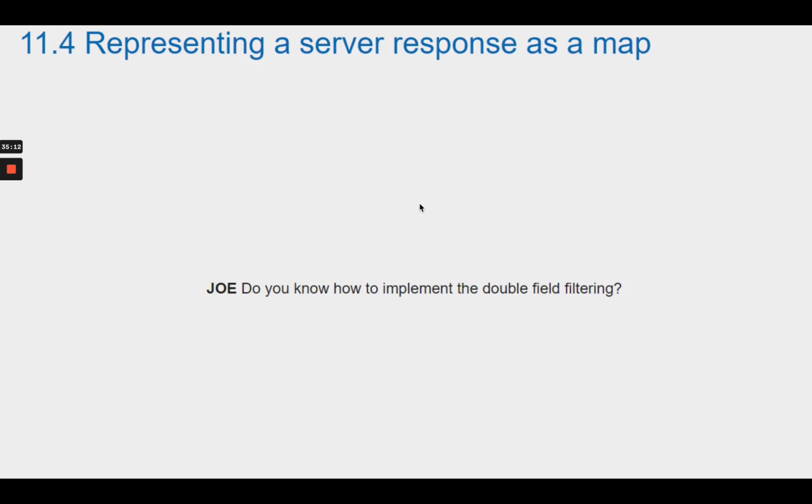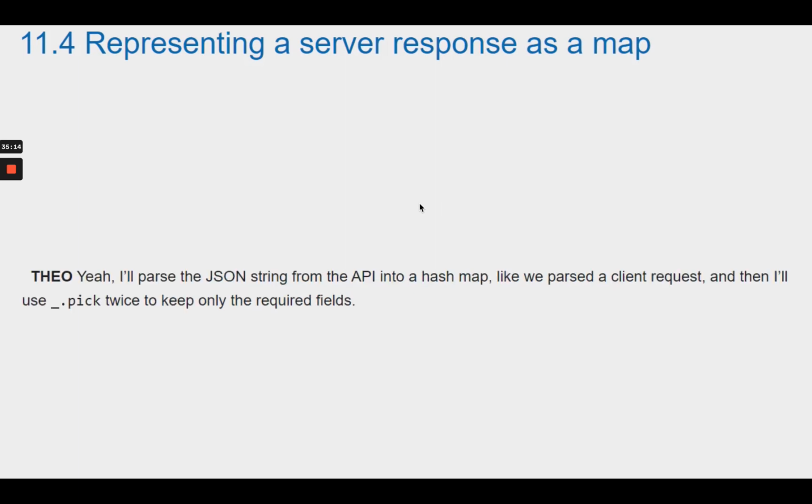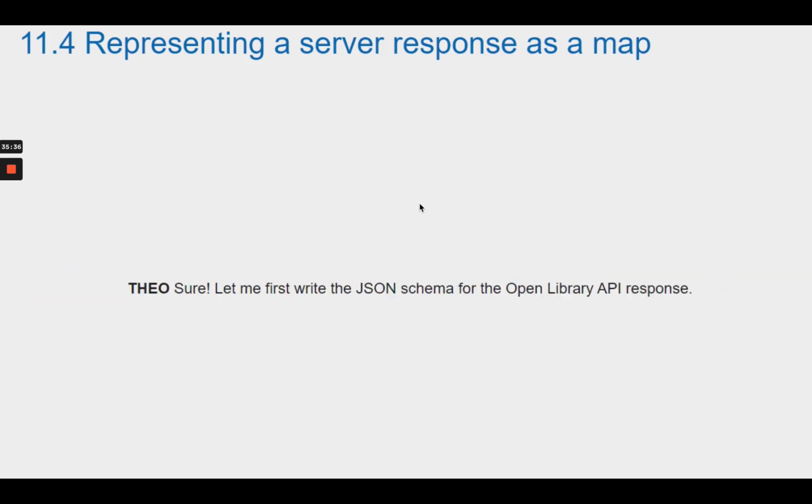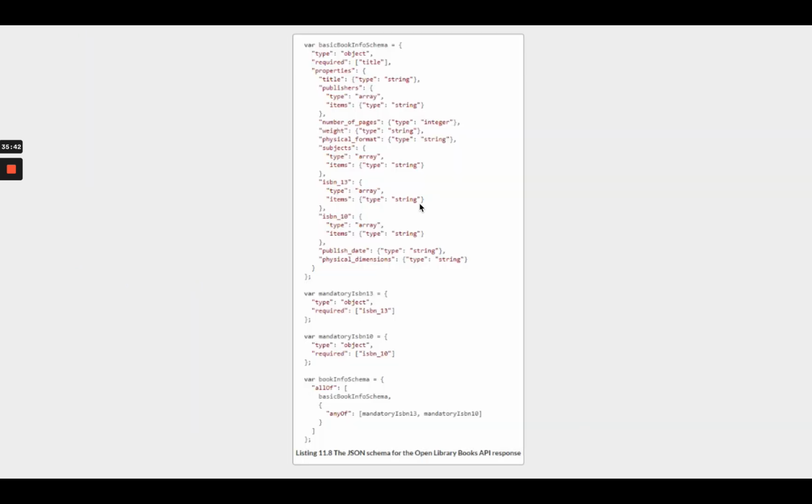Joe: do you know how to implement the double field filtering? Theo: yeah, I'll parse the JSON string from the API into a hash map, like we parsed a client request, and then I'll use _.pick twice to keep only the required fields. Joe: it sounds like a great plan to me. Can you code it, including validating the data that is returned by the Open Library API? Theo: sure. Let me first write the JSON schema for the Open Library API response.